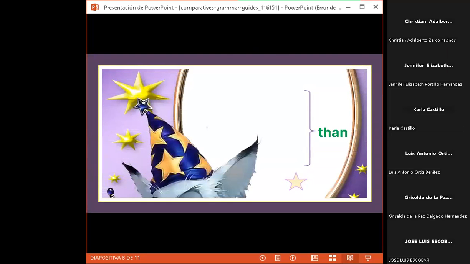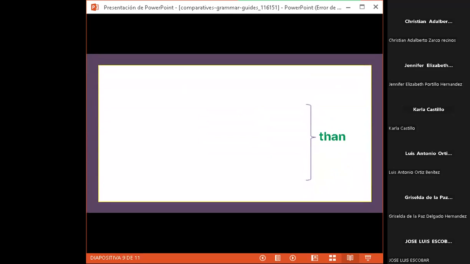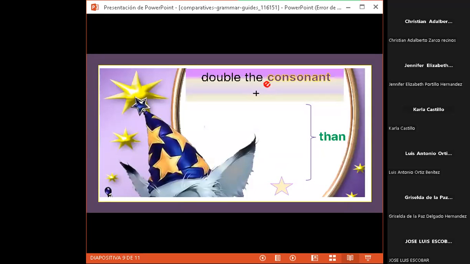Check this. The adjective strong. We need ER, strong, stronger. Short, the adjective, right? Short, shorter, tall, taller than. Another change, double the consonant. Fat, the adjective fat. In this case, and I'm going to explain later, fatter, with double the consonant T. Fat, fatter. Thin, thinner. Sad, sadder.